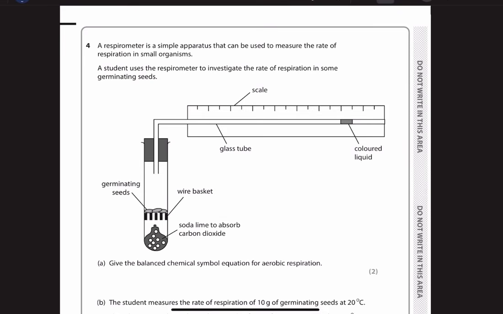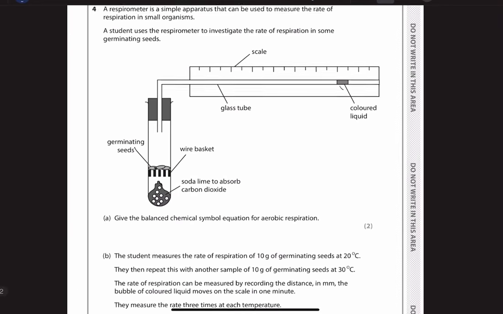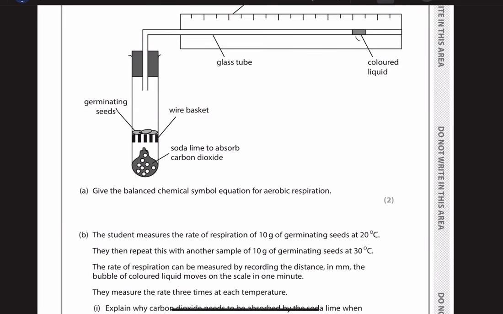A respirometer is a simple apparatus that can be used to measure the rate of respiration in small organisms. A student using a respirometer to investigate the rate of respiration in some germinating seeds. Okay, and then we have this apparatus here. So we have germinating seeds, a wire basket, and soda lime to absorb the carbon dioxide. And then we have the respirometer, very basic setup, and then the colored liquid that's going to move across the scale. And it wants us to give the balanced chemical equation for aerobic respiration.